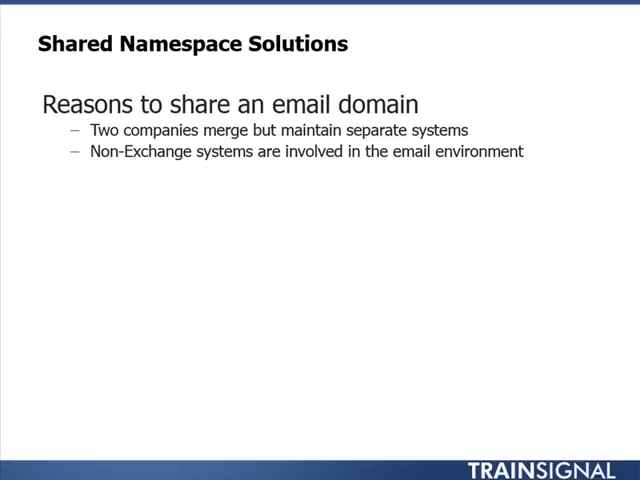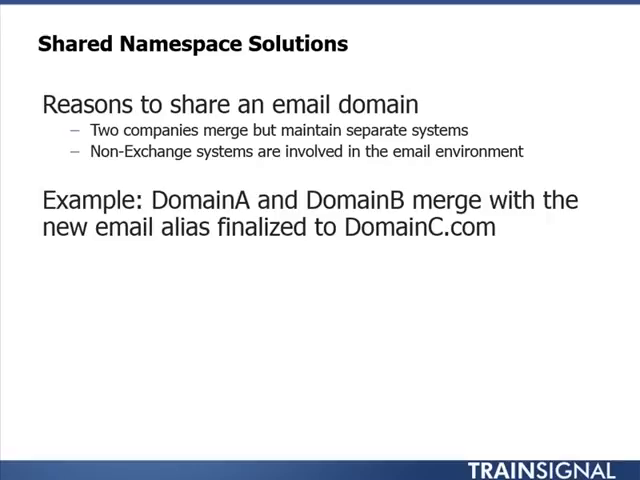Well, one example is where two companies merge, but they maintain separate systems and separate Active Directory forests. So you have two separate domain names, but you're going to merge now and utilize a single email alias. If we're looking at, let's say, domain A and domain B, two different companies, domain A is one Active Directory domain, domain B is another. If they merge together, they can do this with a new email alias finalized as domainc.com.